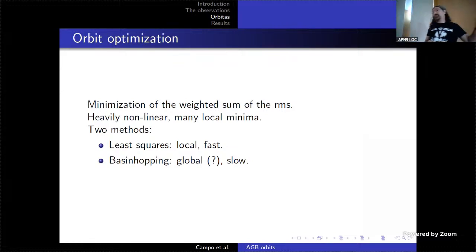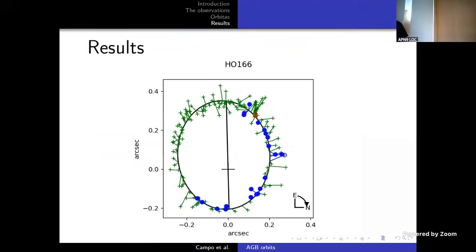So we have two methods implemented: a classical least squares, which converges to the nearest local minimum, and it's a fast method that converges in seconds. And then another method, basin hopping, with which we expect to get a global solution, not always the best one, but it's quite slow. It can take up to several hours to get to the solution.